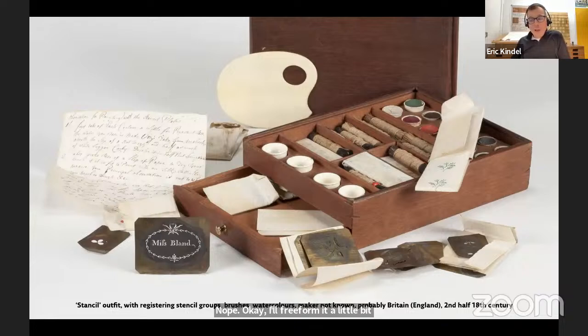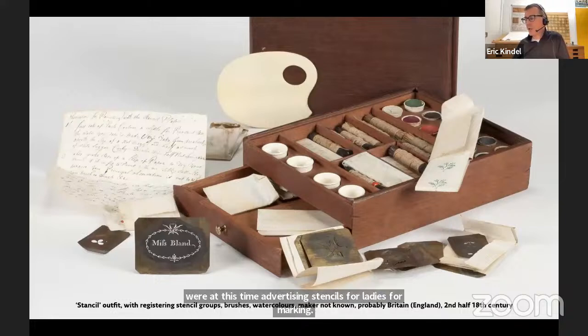There are early examples of stencils in Britain, such as this set that has come to be known fairly recently. I think it dates from the 1760s or 1770s. Although there's no maker's name associated with it, I believe it might be connected with the London engravers and caricaturists Matthew Darley and his wife Mary Darley, who were at this time advertising stencils for ladies for marking fabrics and handbags and other such things.